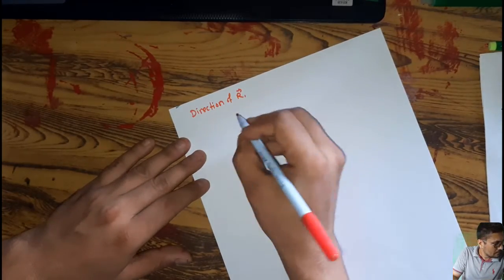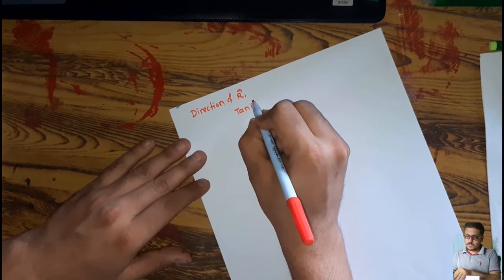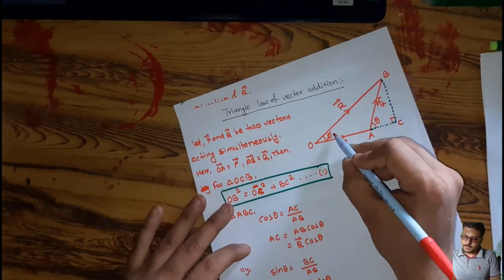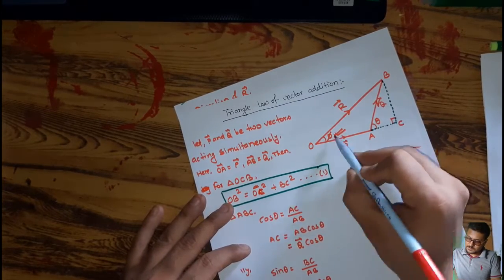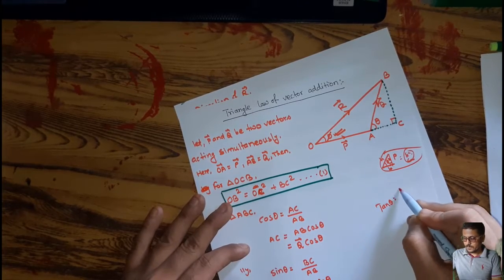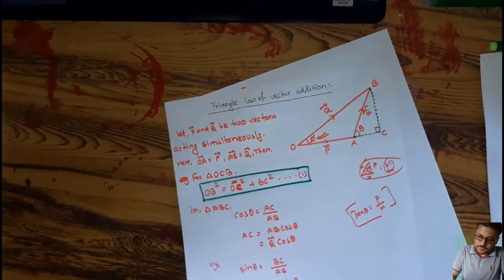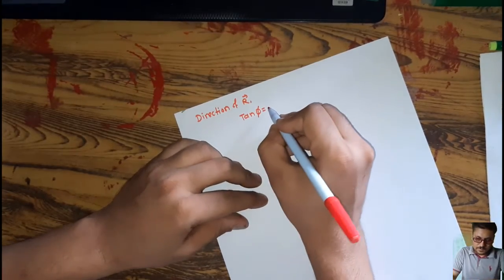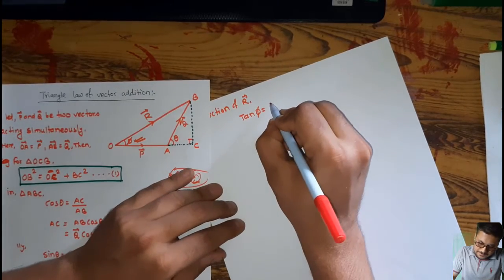For direction means tan theta. Tan phi is equal to, here we have, this is the direction for r, that's why we have to calculate this. Tan phi means BC, P by H, tan theta means P by H, that's why we have to calculate this like this. Okay, tan phi, I have to see this picture.